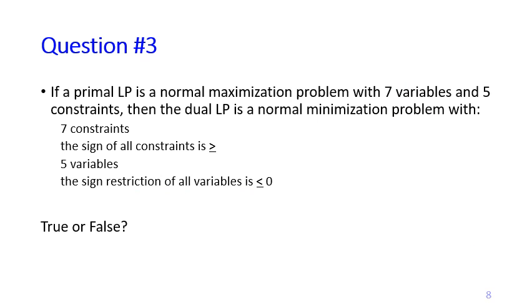I think you have seen this question before, but never mind. If a primal LP is a normal maximization problem with 7 variables and 5 constraints, then the dual LP is a normal minimization problem with 7 constraints and they all have the sign of greater than or equal to. The dual LP has 5 variables and the sign restrictions of all variables is less than or equal to. Is this statement completely true or false?